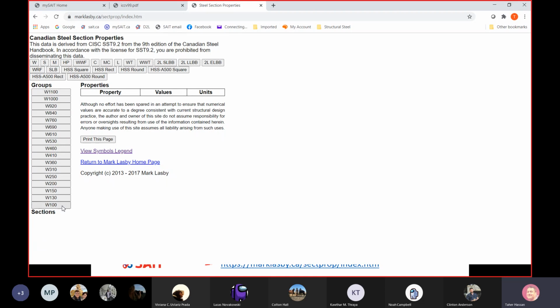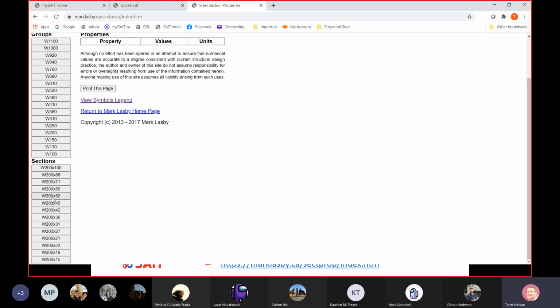Now, when you think about W200, when you click on W200, you will see some sub beams. What does it mean, sub beams? It means even for W200, we have several versions. We have at the very bottom here W200 by 15. If you remember what 15 means, it means the self weight of the beam per meter. So every meter will weigh 15 kilograms.